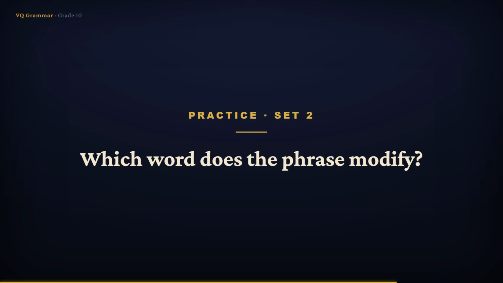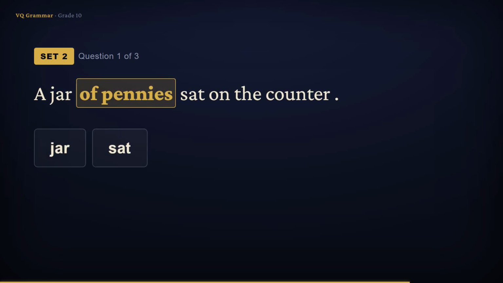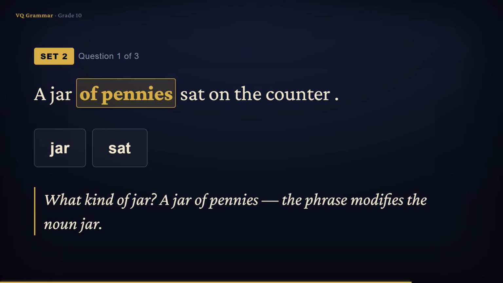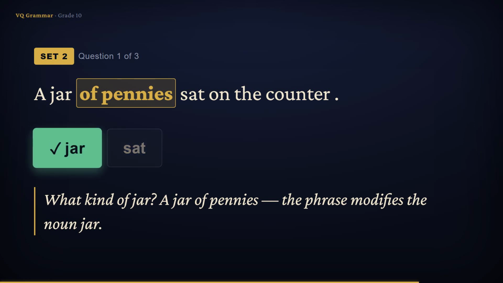Now for the second set. I will highlight the phrase again, but this time you have to name the exact word it modifies. Remember that a phrase can reach back to the object of another phrase. Pause and choose before I answer. A jar of pennies sat on the counter. What kind of jar are we picturing? A jar of pennies. The phrase is describing the noun, not the action. The answer is jar, and because it modifies a noun, this is an adjective phrase.